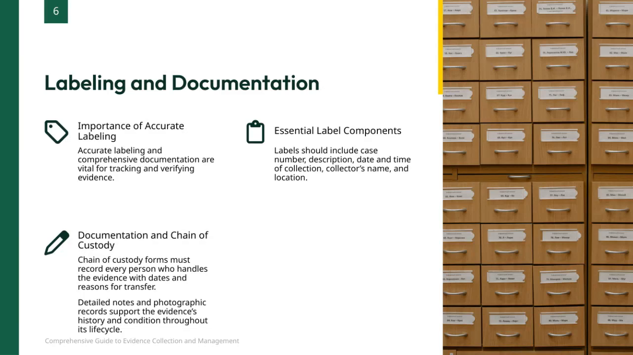Accurate labeling is crucial because it ensures that evidence can be properly tracked and verified throughout an investigation. Without precise labels, the integrity of the evidence might be compromised. When creating labels, it's important to include key information such as a case number, a clear description of the item, the date and time it was collected, the name of the person who collected it, and the exact location where it was found. This detailed information helps maintain clarity and accountability.